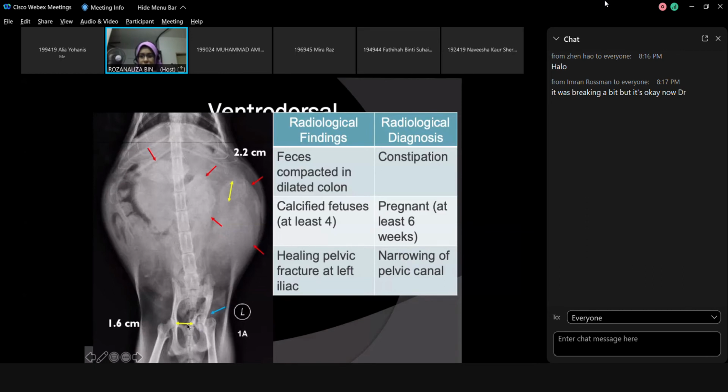And then you have calcified fetuses, meaning there is bone formation already. So basically these are quite mature fetuses, and also there is a lot of feces. Of course, it has a lot of feces because of the very tiny canal width, and probably the feces also cannot come out. So this is actually quite complicated.